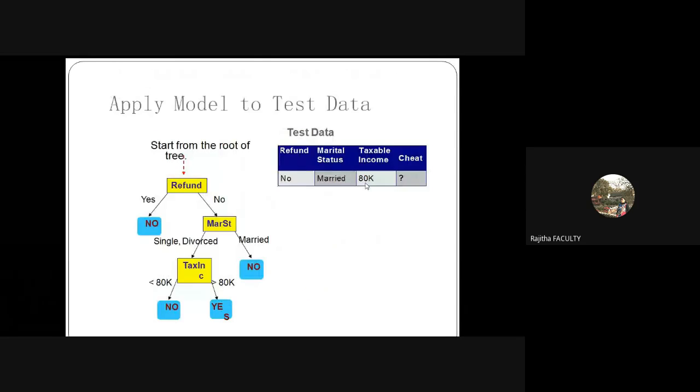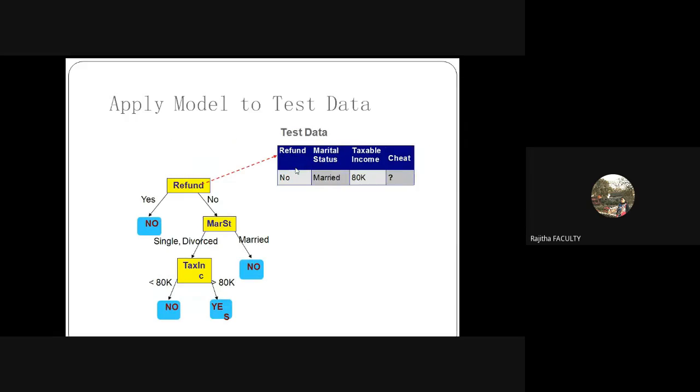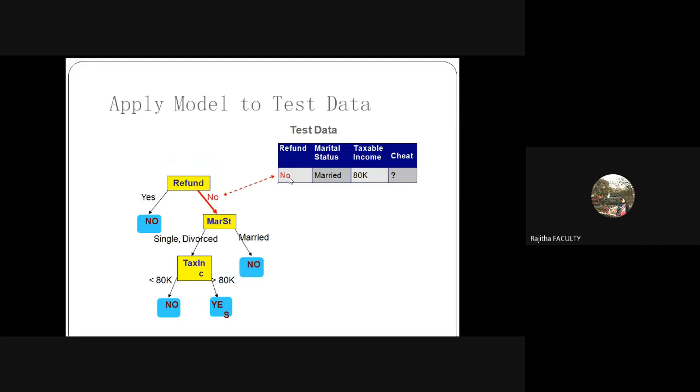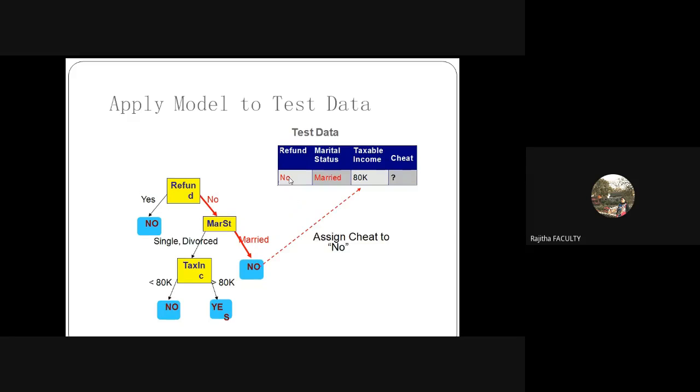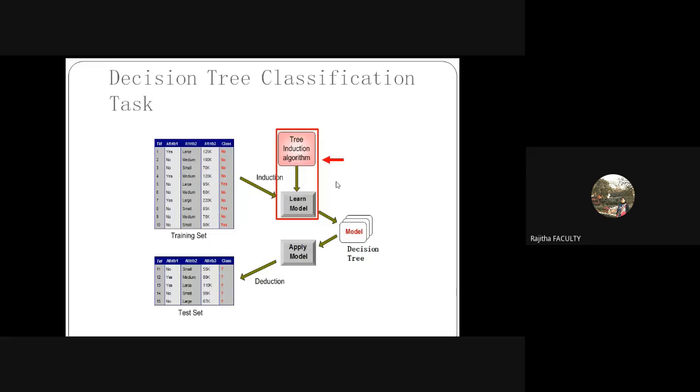Now suppose I have a test data like no, married, 80K, right? First I need to check the refund value, no. So it goes to the right-sided path. Once it is no, I'll check the marital status. Now marital status, it is going to go for married. So the class is no, and there's no need to check the other attribute, because the rule defines that if refund is no and the marital status is married, the class is going to be no. This is a fixed rule in the decision tree, right?